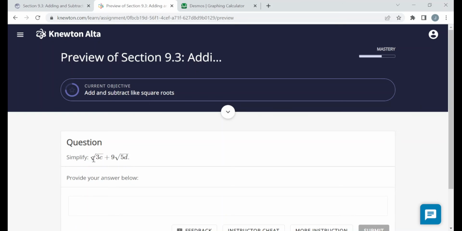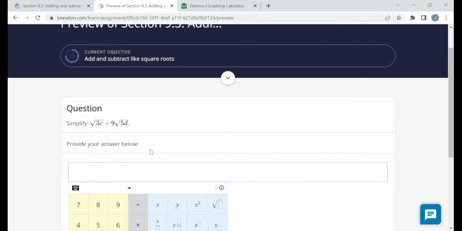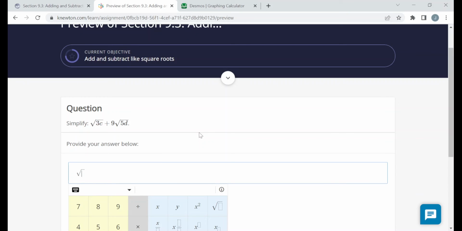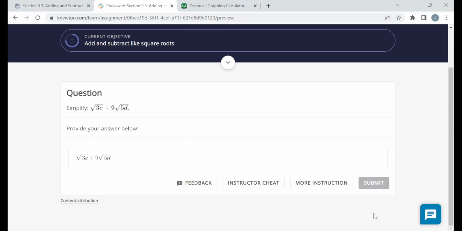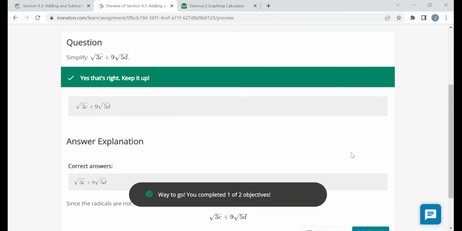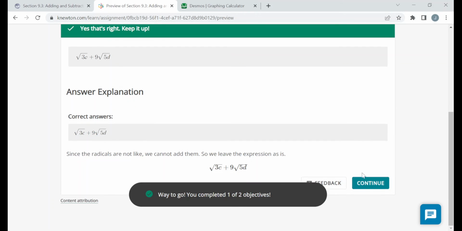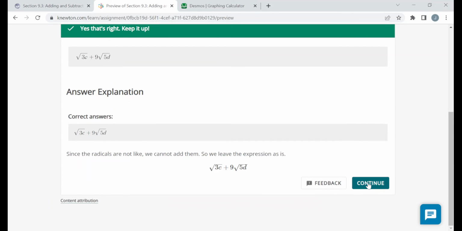So this is how I will type the answer. I'm just going to leave the expression the way it is. I can't do anything. I can't add, I can't subtract, I can't combine. They're not like square roots. So the square root of 3c plus 9 times the square root of 5d. And that should be enough. All right, so just pay attention to the radicands.